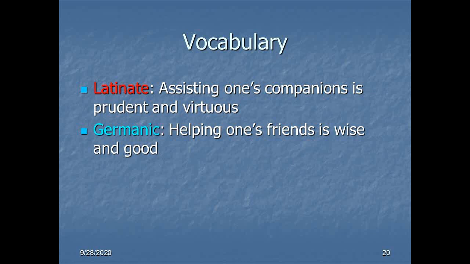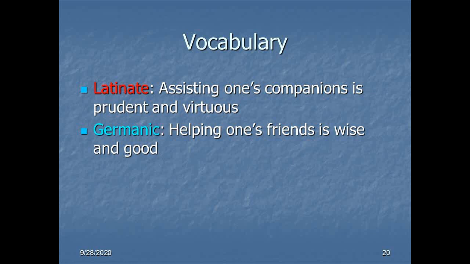But I found that a number of them actually find "assisting one's companions is prudent and virtuous" more accessible than "helping one's friends is wise and good." So naturally, I wanted to explore that one a little further. So what I took to doing, and what I would have done with you folks had we been meeting face to face, is ask you that same question. And then when you respond, ask, what is your first language and how many languages do you know?